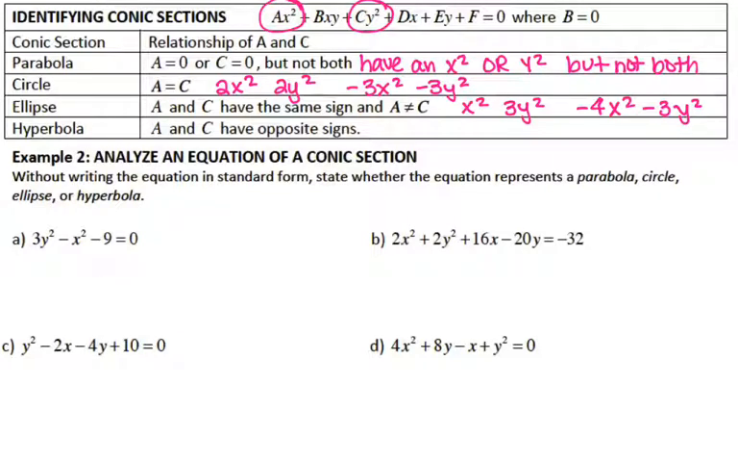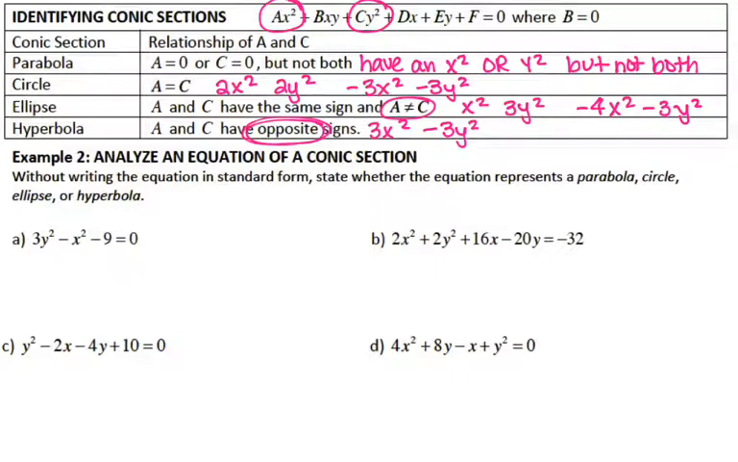And then for hyperbolas, they need to have opposite signs. So you could have a positive 3x squared with a negative 3y squared. All we have for hyperbolas is opposite signs. The coefficients can be the same for hyperbolas. They cannot be the same for ellipses.